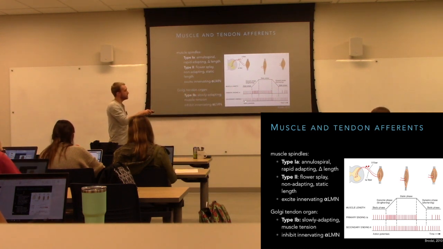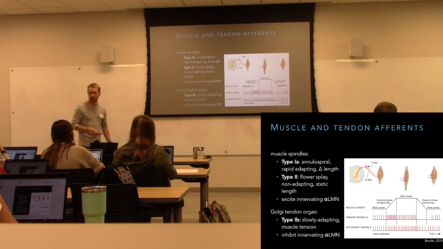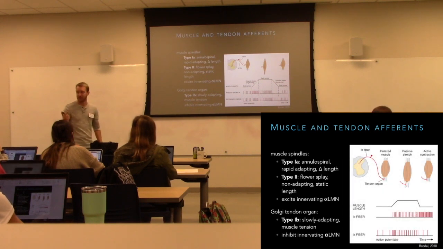Type 2, it's firing more rapidly whenever we're shorter, and it's back. Notice that it doesn't respond as much to change, and that's because of the adaptation in it. So this allows us to tell what's the length of the muscle and is it changing. Those two together are going to tell us that.